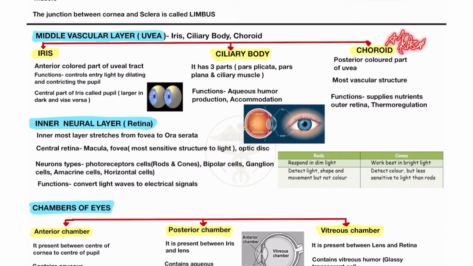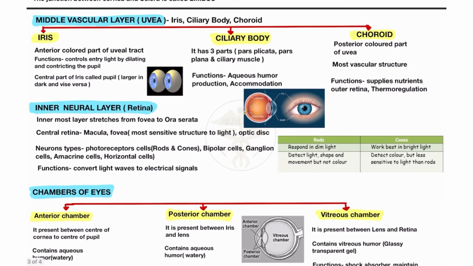Please also learn, this is very important. The most vascular structure in our eyes is the choroid. When you look, you will see this very vascular eye structure present. So the choroid is the posterior colored part of the uvea and it is the most vascular structure. The function of the choroid is that it supplies nutrients to the outer retina, and it also helps in thermoregulation. It has two functions: providing nutrition to the retina and helping in thermoregulation. Please learn, this is very important in the choroid. It is the most vascular structure in our eyes.